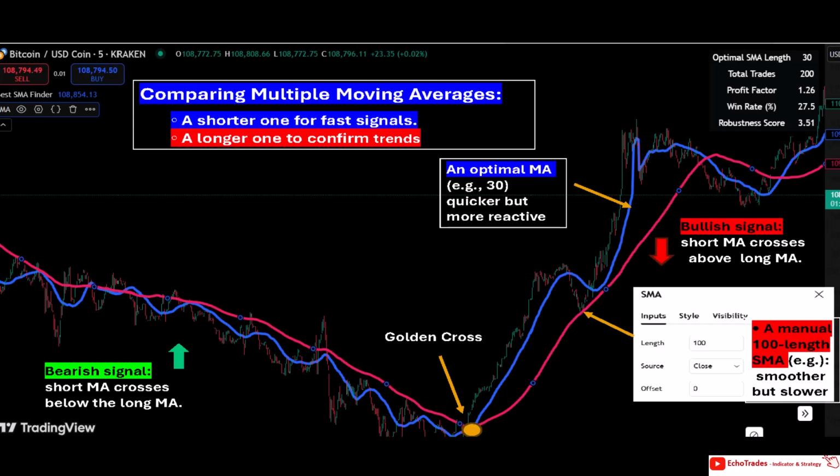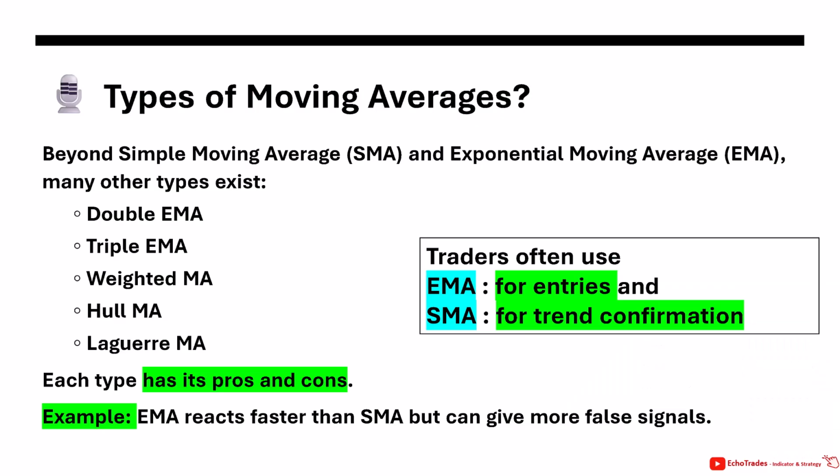And lots of traders don't just use one MA, do they? They often layer them. Very common. Maybe use a shorter one for quicker signals and then a longer one to confirm the overall trend. Yeah, the classic crossover strategy. Short MA crosses above the long MA, that's seen as bullish; crosses below, bearish. Yep, that's a staple strategy for many. And while we're focusing on simple moving averages, the SMA, because that's what this tool optimizes, it's worth briefly mentioning there are tons of other types out there. Exponential, double EMA, triple EMA, weighted, Hull, Laguerre. The list goes on.